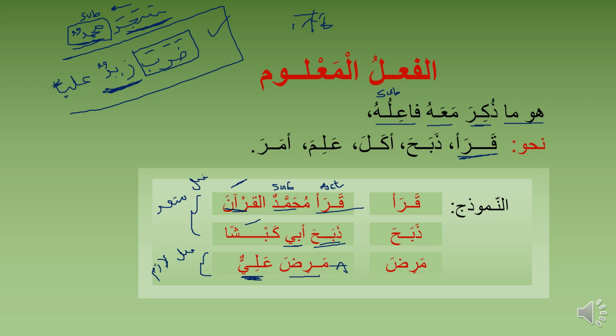So in essence, fi'lun ma'lum, the active verb, can either be fi'lun muta'addi or fi'lun lazim. It can be muta'addi, it can be lazim. I hope you understand the fi'l ma'lum. Fi'l ma'lum basically is the verb whose fa'il, whose subject, is mentioned with it. So let's move to the second classification, the second type, which is al-fi'l al-majhul.